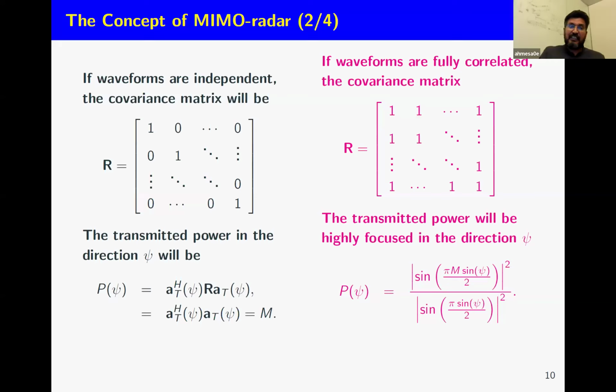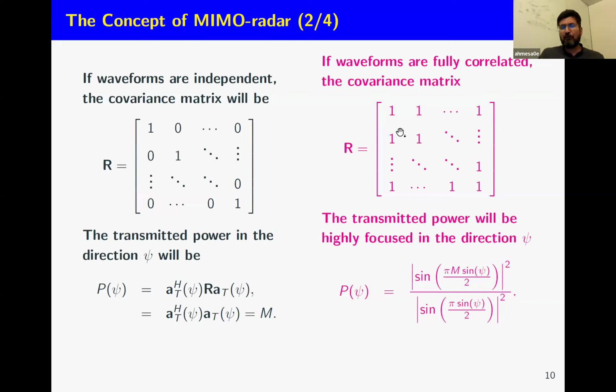So what this equation says is that if the covariance matrix of the waveforms is identity, or all the waveforms that you are transmitting from different antennas are independent, what will happen in that case? You will be transmitting power in all directions. This is the same case as we have with an isotropic antenna. An isotropic antenna transmits in all directions. Theoretically, if you are transmitting independent waveforms, you are transmitting in all directions.